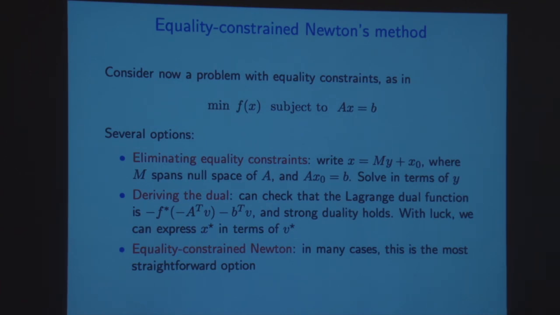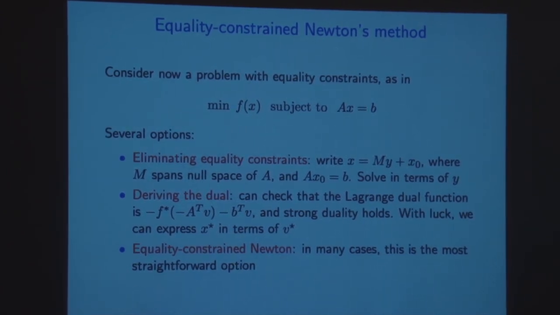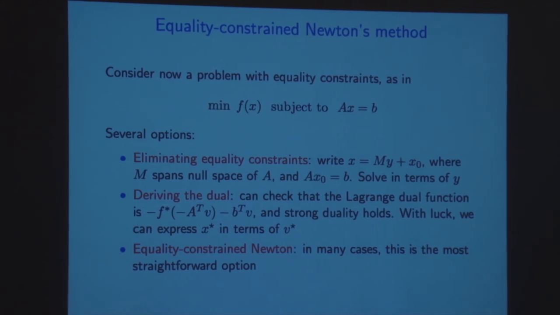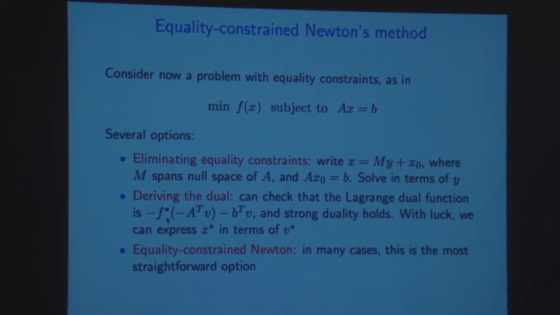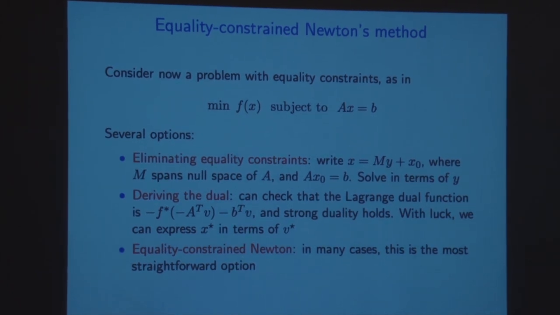Another thing we can do is derive the dual. Go back to your dual notes and derive the dual of such a problem; you can see that the linear equality constraint gets lifted up into the criterion, and we might want to solve the dual. That can work well, but it's not always that simple, because we have to be able to compute the conjugate of f and also some kind of primal-dual relationship. So equality constrained Newton is our third option, and in many cases it's the most straightforward one. That's a good thing to keep in mind.